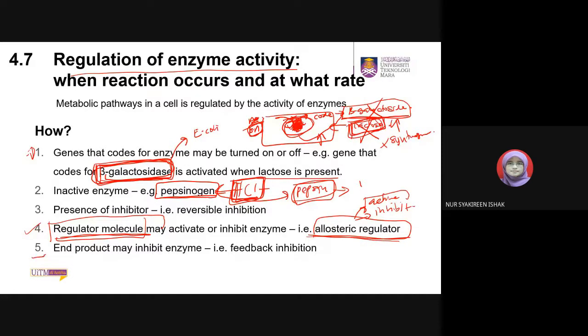The last one is end products. The end product produced by an enzyme can also be the factor that influences the enzyme to catalyze the reaction. Okay, so the end product may inhibit the enzyme. So this is what we call feedback inhibition.